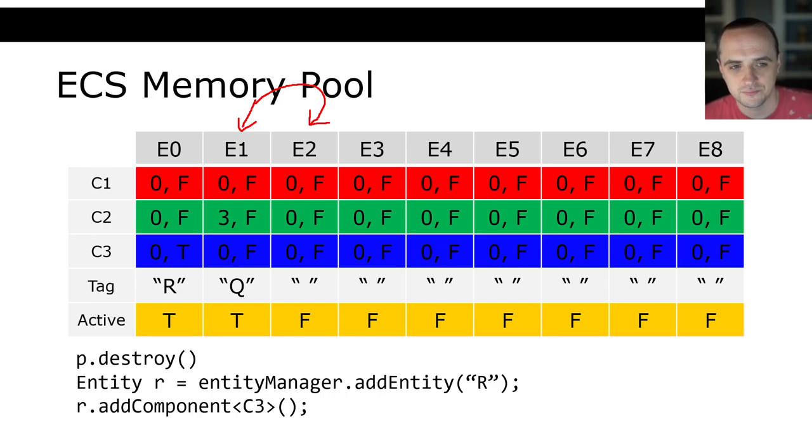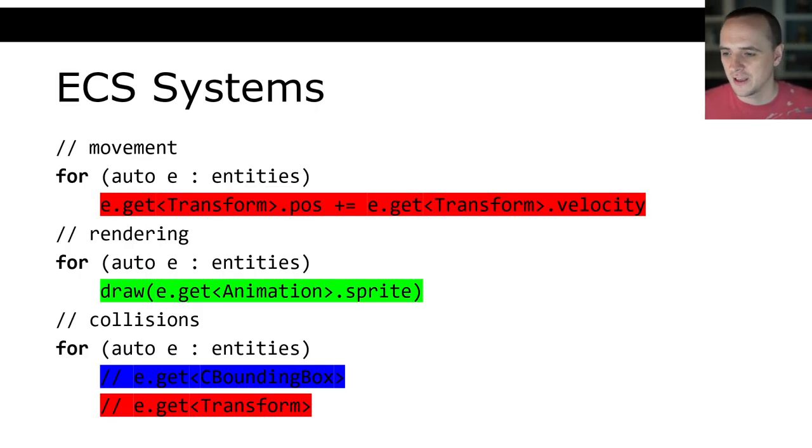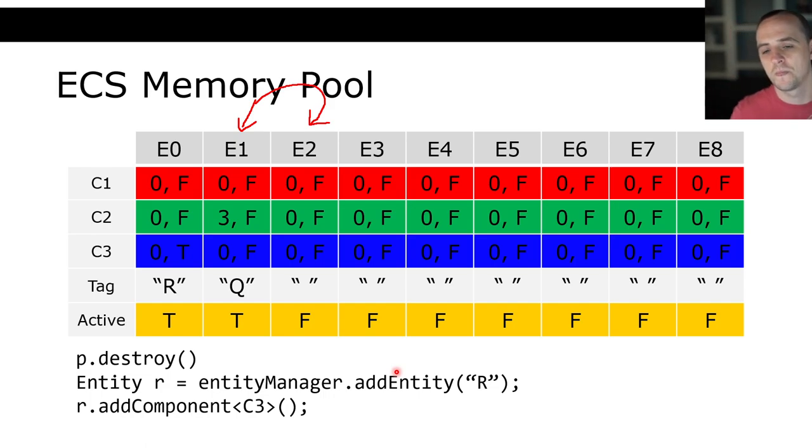All right. So now what I have is all of this red data is contiguous in memory. All of this green data is contiguous in memory. The blue data is contiguous in memory. And the red data, again, is contiguous in memory. And so the memory pool has eliminated all of my dynamic allocations. It's made the adding and removing of components much faster. It's made the adding and removing of entities much faster. It's made all of my component data contiguous, right?